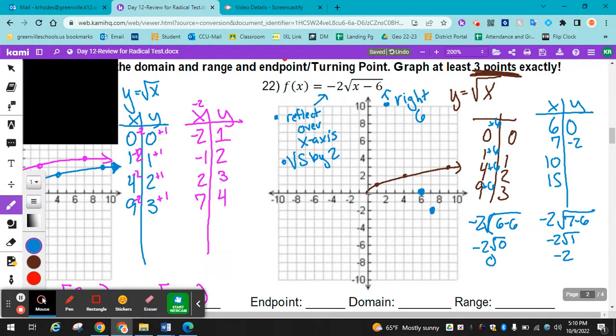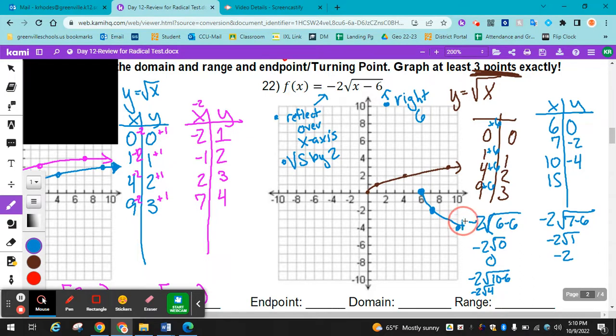Makes sense. That's a stretch of 2. I stretched it up more. So now it's just going downwards. With 10, -2 square root 10 minus 6. 10 minus 6 is 4. We know the square root of 4 is 2. And then 2 times -2 is -4. So 10, -4. Down here.